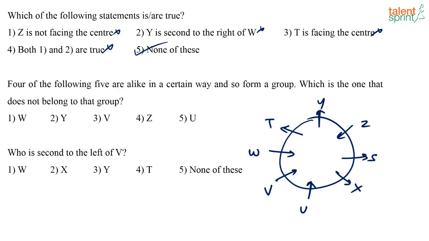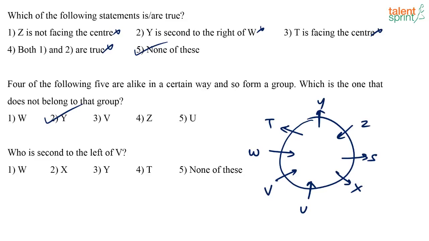4 of the following 5 are alike in a certain way and so form a group. Which one does not belong to the group? So if you look here, Y is the odd one out. Why? Because everybody else is facing the center. Only Y is not facing the center. So the correct answer for the second question will be option 2, that is Y.